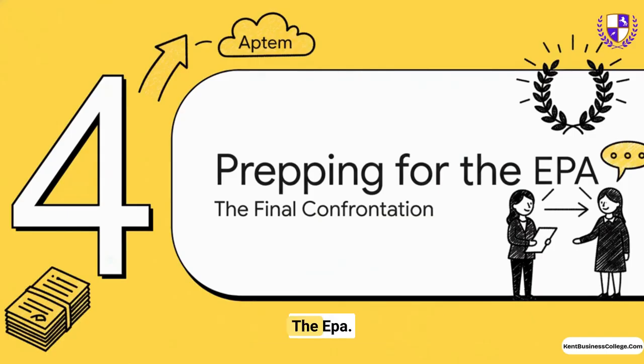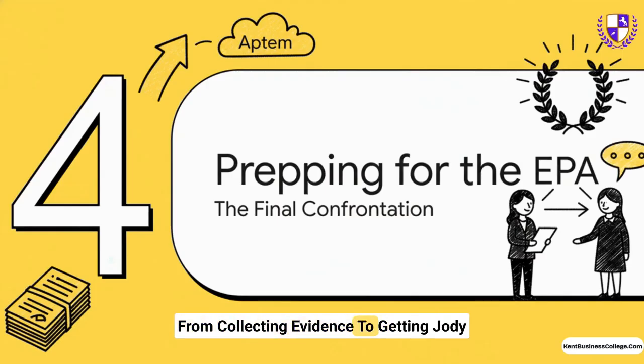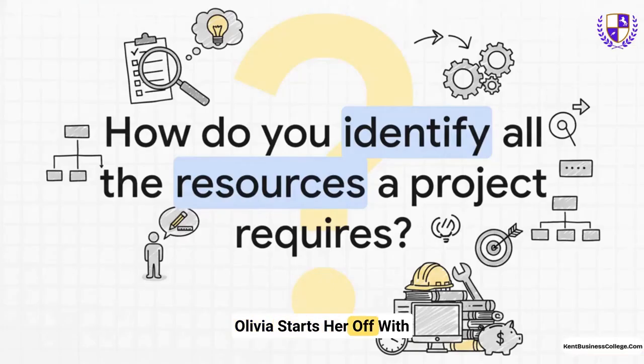Okay, with a super strong portfolio of evidence all uploaded to Aptem, there's just one last hurdle, the endpoint assessment, the EPA. So now Olivia switches gears from collecting evidence to getting Jody ready for that professional discussion. Olivia starts her off with a foundational question, one she's pretty much guaranteed to get. It's all about walking through that very first step of the process. How do you even begin to figure out what a project is going to need?